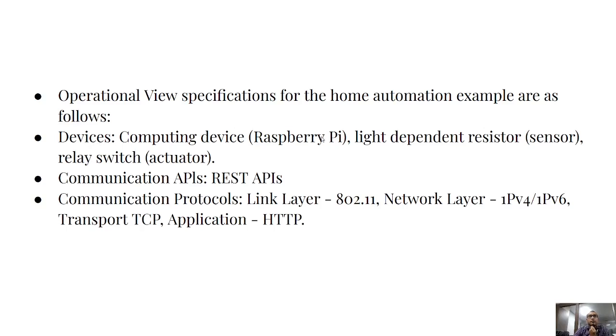So in devices, we can go for Raspberry Pi or some other contemporary development boards. Similarly, a light dependent resistor can be used as a sensor, and a relay switch can be used as an actuator. Similarly, discussing the communication APIs, we can go for REST based APIs. Now for communication protocols, the link layer can be based on IEEE 802.11 or Wi-Fi. Network layer will be based on IPv4 or IPv6, and the transport layer will be based on TCP, while the application runs on HTTP.